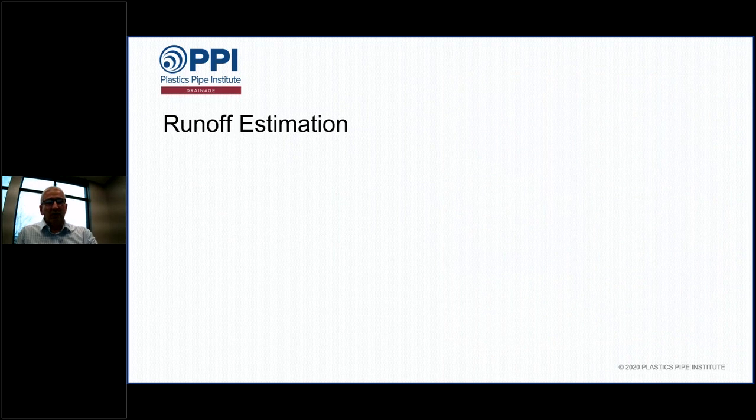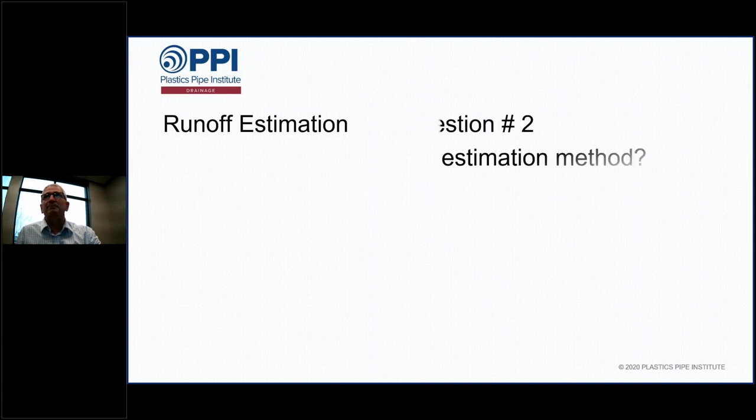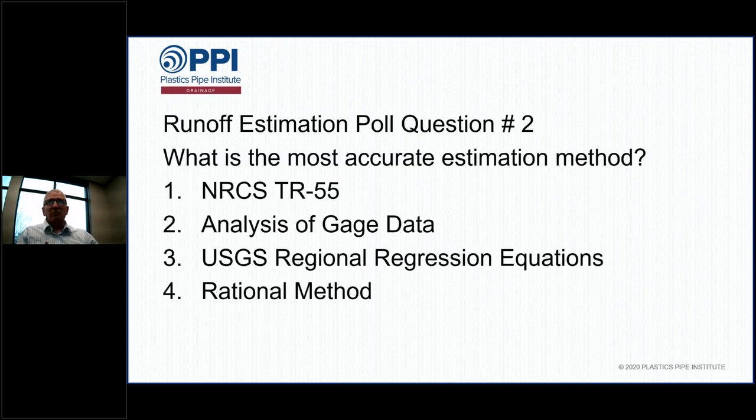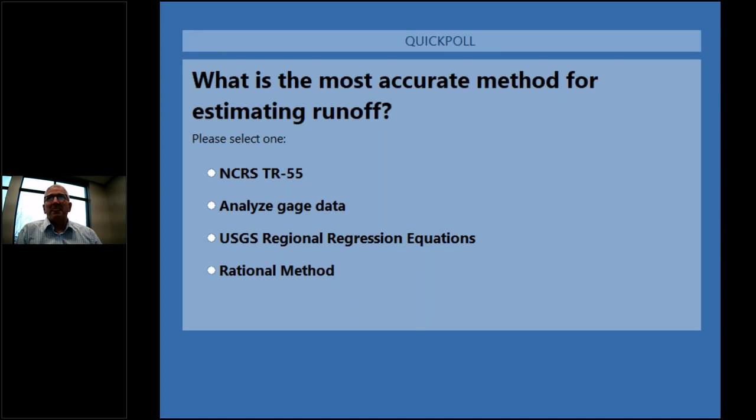So for the rest of it, we're going to call it runoff estimation instead of hydrology, because that's essentially what we're doing. We're looking at runoff estimation. So the next poll question, which comes very quickly, is what is the most accurate estimation methodology of the four selected? NRCS TR55, the analysis of gauge data, US regression equations, or the rational method.